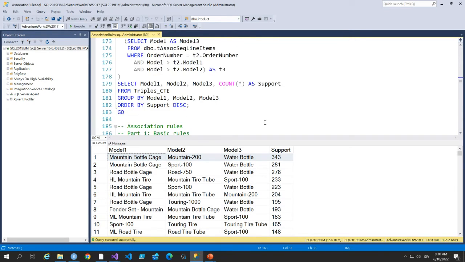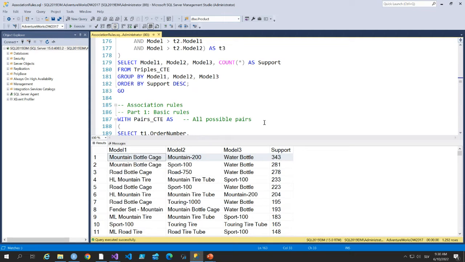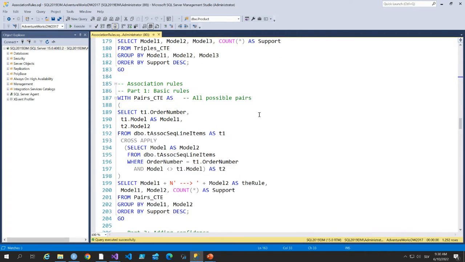Now I will go back to two models and try to express item sets as rules. Now I want to get both combinations, where the model from the left is lower alphabetically than the model from the right, and the opposite combination. So I have changed the condition here. Still I'm joining over order number, but now the model from the left must be different from the model from the right. And now I can count the support for these item sets.